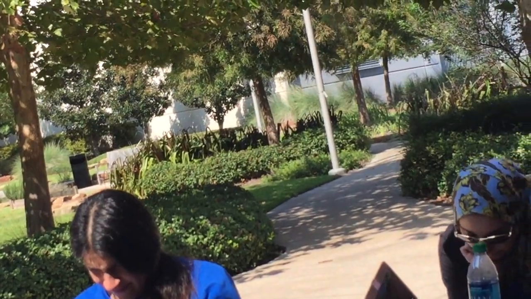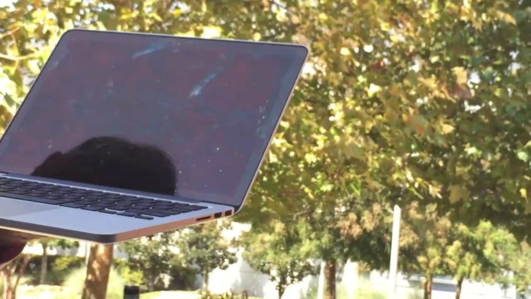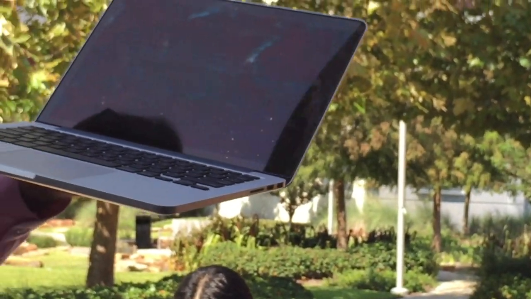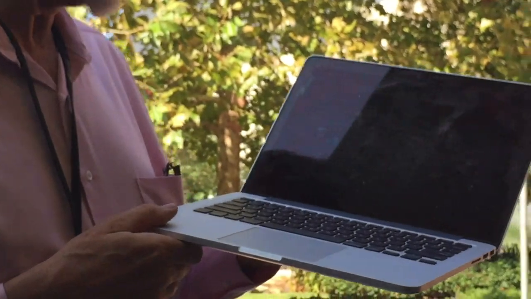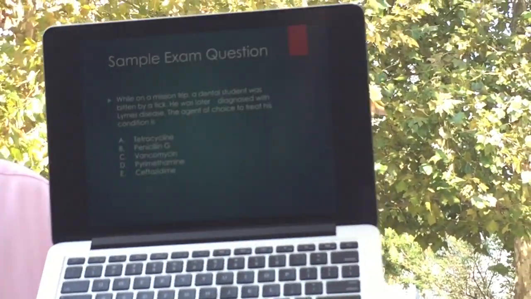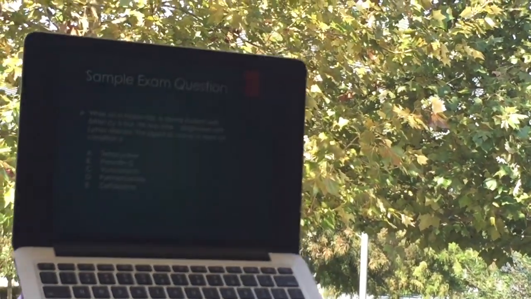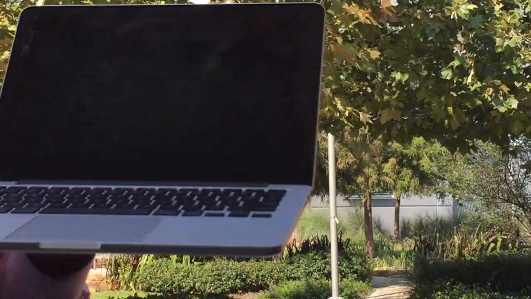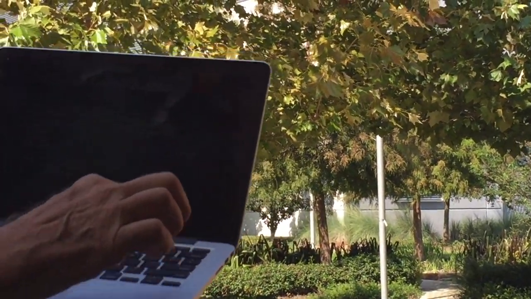Okay, it's chlortetracycline. The answer? Okay, on a mission trip, a dental student was bitten by a tick and was later diagnosed with Lyme disease. The agent of choice for treating this condition would be? Tetracycline. That's what I've been reading. There's a lecture on tetracycline. Okay, any questions? Why is that? Because it killed it.